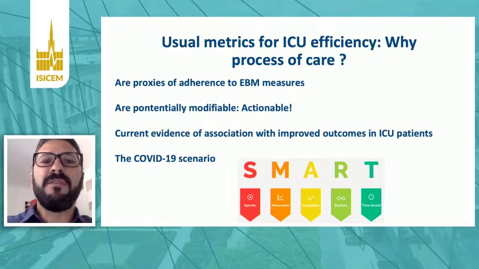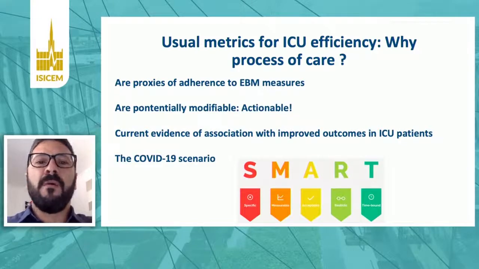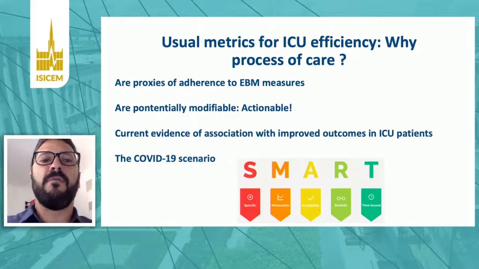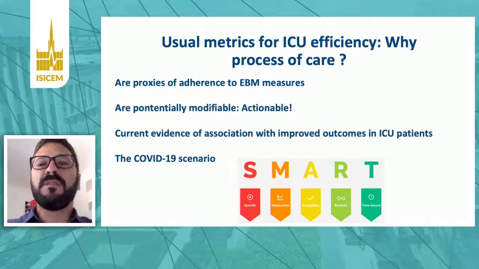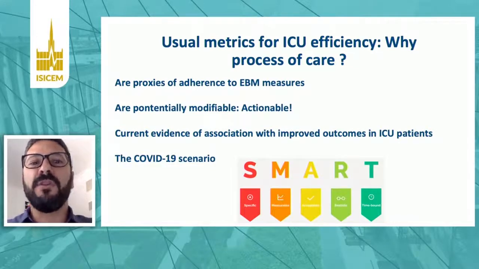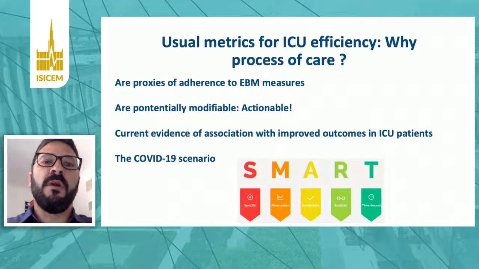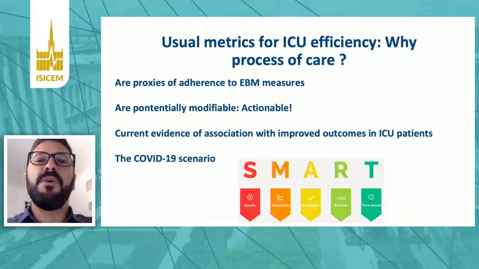Finally, there's the COVID-19 scenario. Right now, the usual indicators of efficiency, that being said, lengths of stay, readmissions, mortality rates, are really messed up by the COVID-19 changes in the usual case mix of intensive care units. Therefore, we lost a little bit on the benchmark of what actually means to be efficient in this COVID-19 scenario. Therefore, using process of care measures can also be a surrogate for efficiency, even in a complicated scenario such as the current one that we lived in 2020.